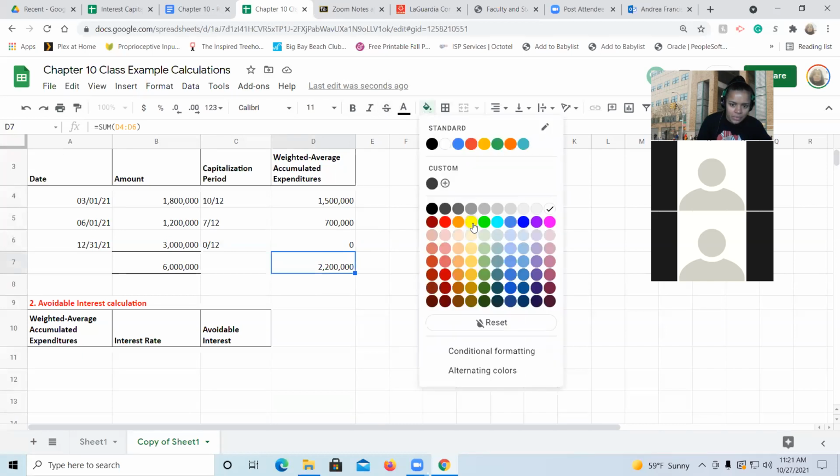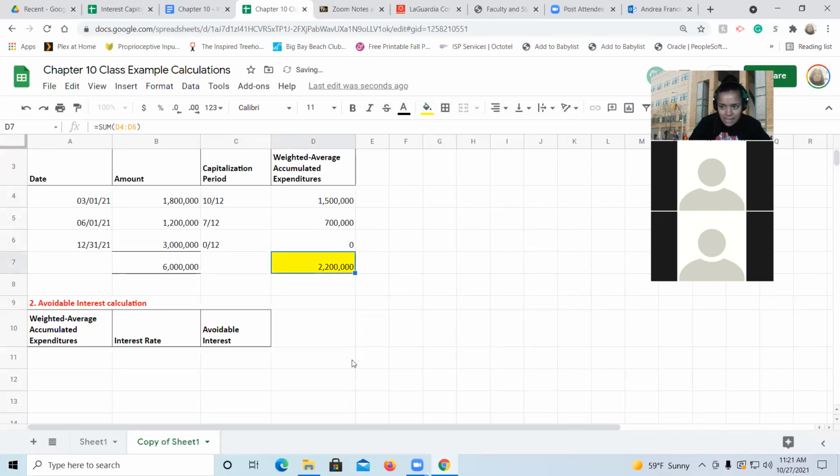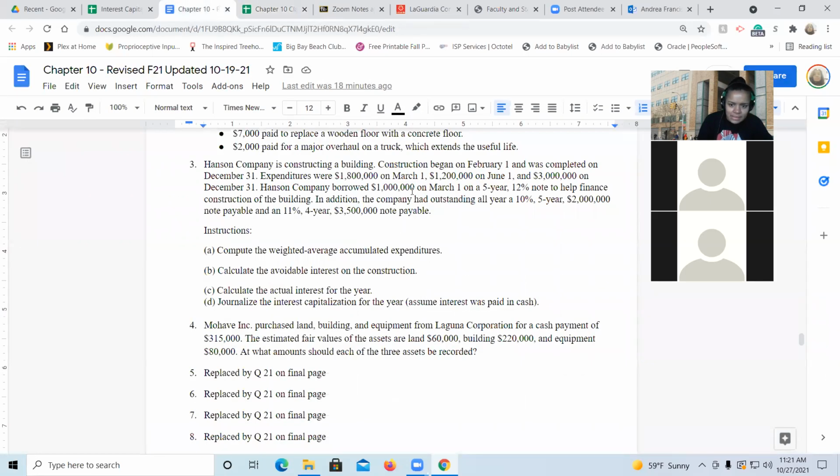So now we take, and this is normally where people get stuck, okay? We have to start working with this 2.2 million now. That's the number that we focus on. The 6 million, for all intents and purposes, you can ignore it now. You're focusing on the 2.2 million, and you want to ask yourself, for this 2.2 million, how much of this amount was covered by specific debt that the company took out related to the building, and how much would have been covered by what we call general debt, that the company had before.